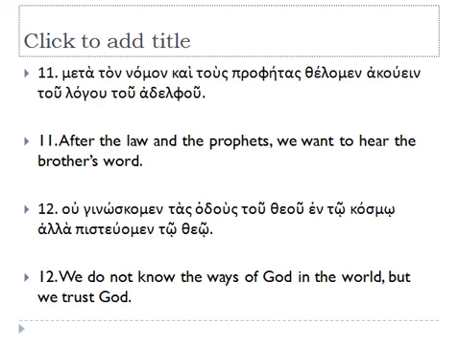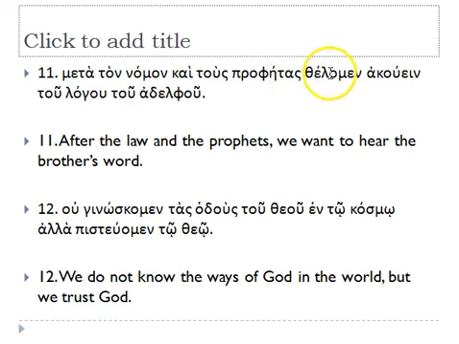This sentence, number 11, starts with meta, now followed by the accusative. In number 10, we found meta followed by the genitive, meaning with the disciples. Here we find meta followed by the accusative, meaning after. Meta ton nomon kai tous prophetas, after the law and the prophets.